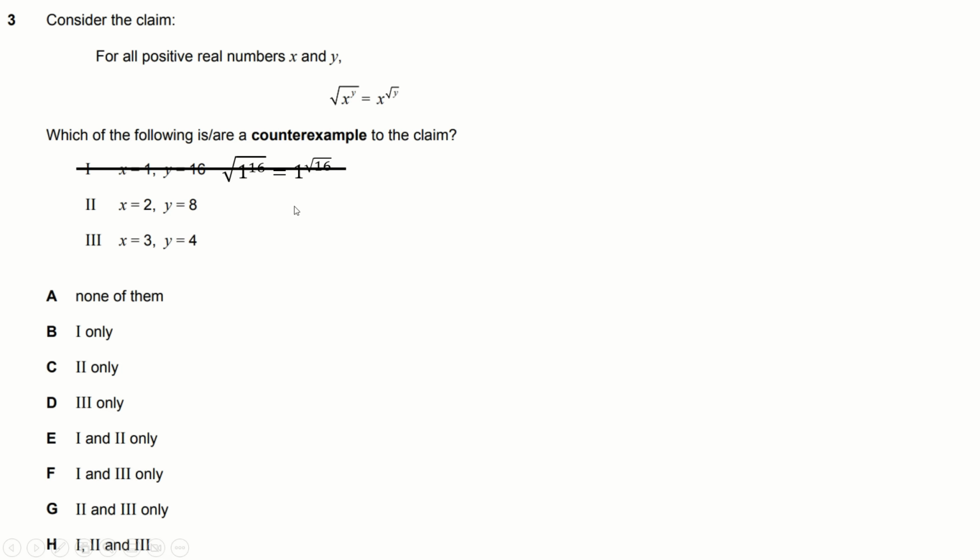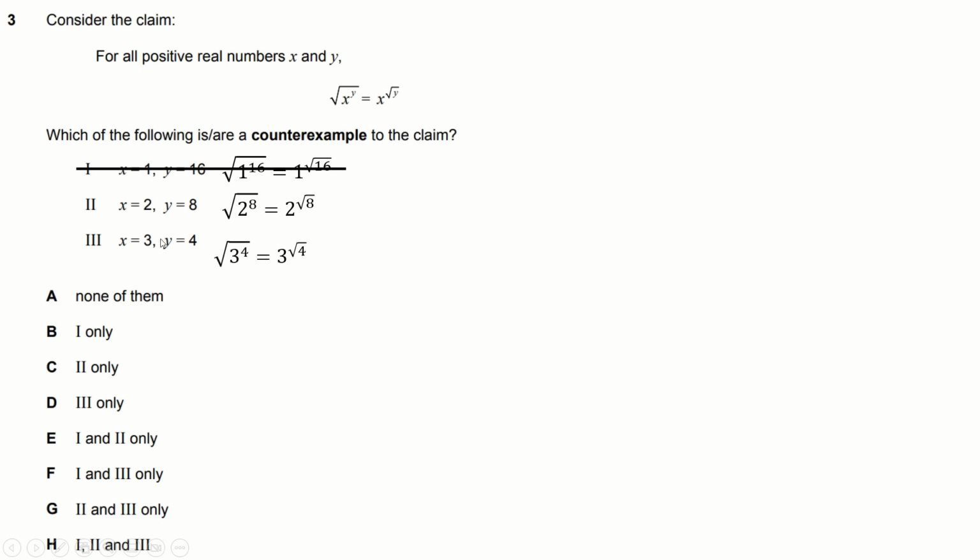When you put in 2 and 8, you get this. 2 to the 8 is something, but more precisely, the square root is 2 to the power half, so this becomes 2 to the power 4, which is 16. And now this here is 2 to the power 2 root 2, which is not 16. So this is a counterexample.